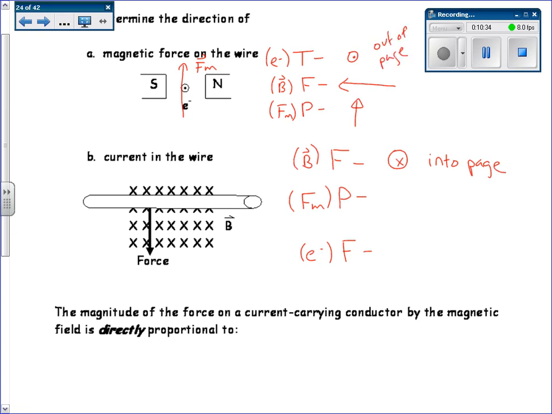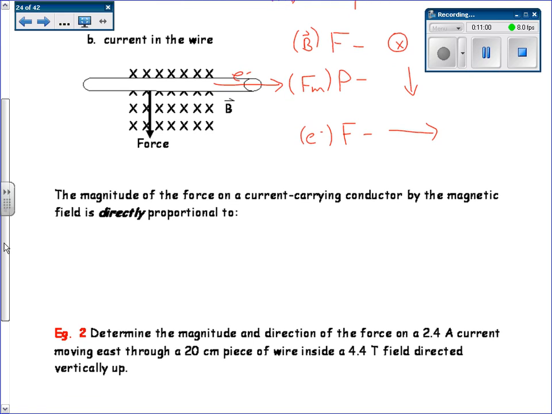Okay, so my fingers go into the page. My palm points down because my force is down. And then my thumb, if I look at the way the wire's drawn on here, either the electrons are going to go to the right or to the left. My thumb points to the right-hand side. So that's the direction the electrons are going, to the right of the page. Okay, so there's the hand rule, just like there was with moving charges and magnetic fields.